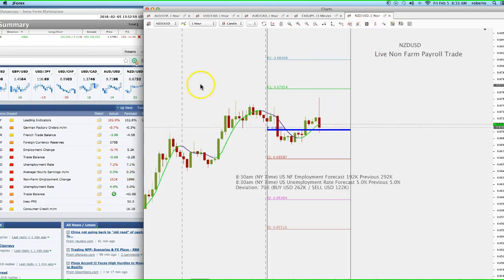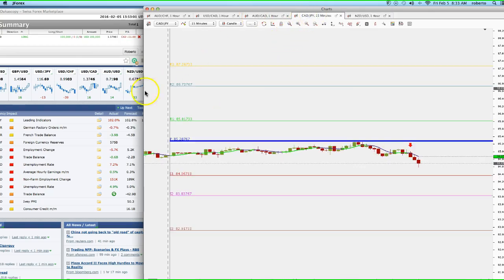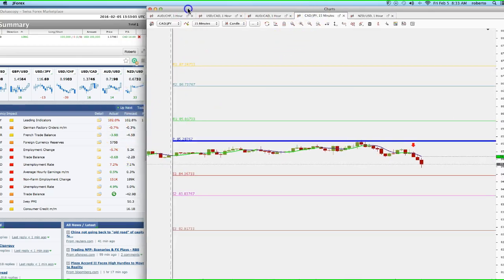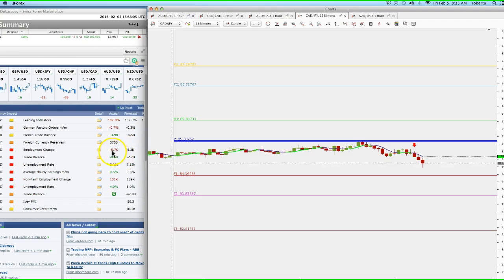It's those numbers. It's much better to trade the Canadian since the numbers are so extreme. Notice here we have minus 5.7K, which the forecast was 5. So that's an extreme number. And also the unemployment rate increased. So this is much better.